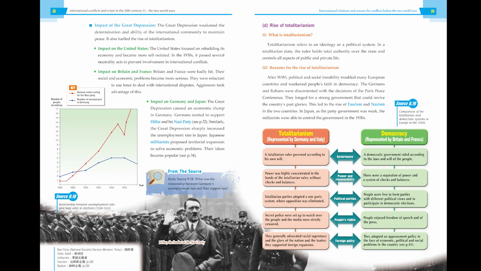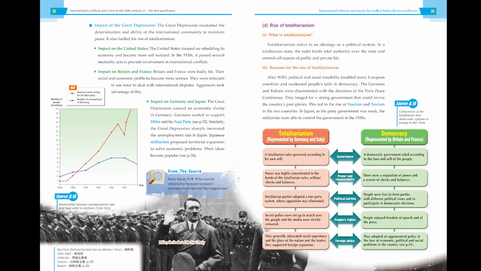2. Reasons for the rise of totalitarianism. After the First World War, political and social instability troubled many European countries and weakened people's faith in democracy. The Germans and Italians were discontented with the decisions of the Paris Peace Conference. They longed for a strong government that could revive the country's past glories. This led to the rise of fascism and Nazism in the two countries. In Japan, as the party government was weak, the militarists were able to control the government in the 1930s.